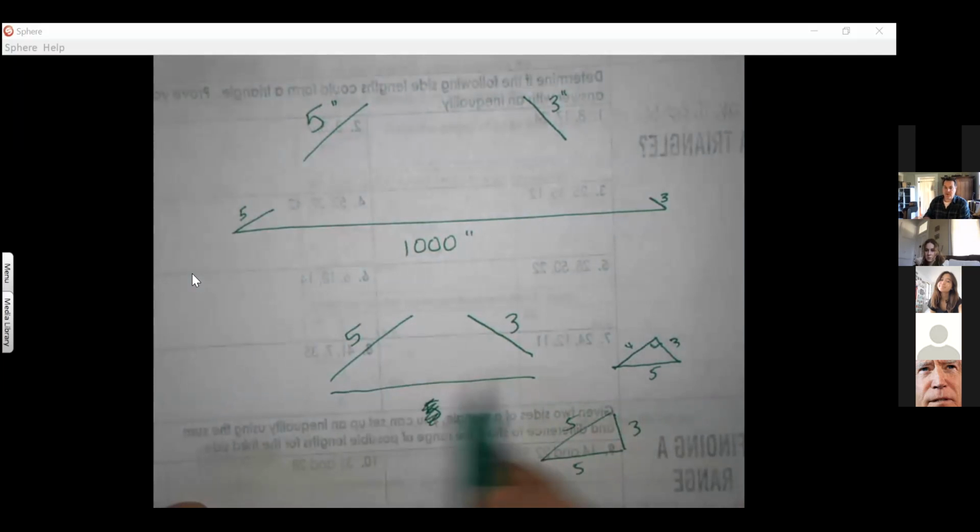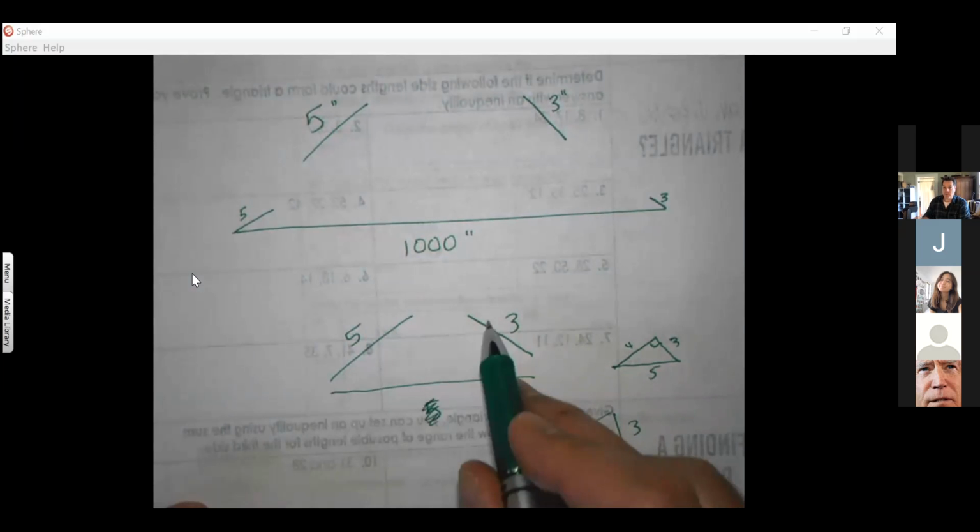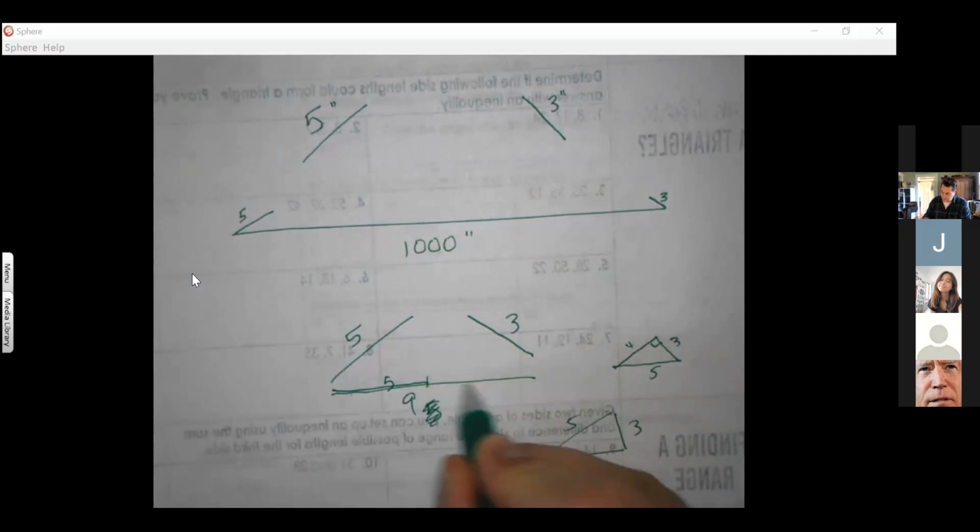If we knew that this 1,000 wouldn't work because the 3 and the 5 won't come together to meet on top, what's the length of this that won't work? Where it begins to be 9. Good. 9 won't work. It's too far, isn't it? Because 3 and 5 then won't reach to touch. They'll fall short of it. If this was 9, 5 would go to there, 3 would go to there, and you'd be short an inch.